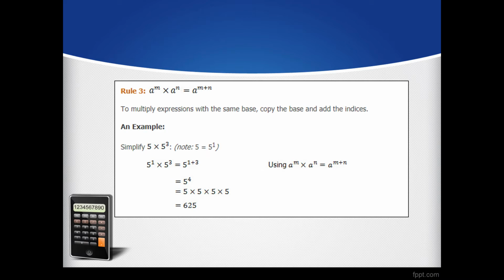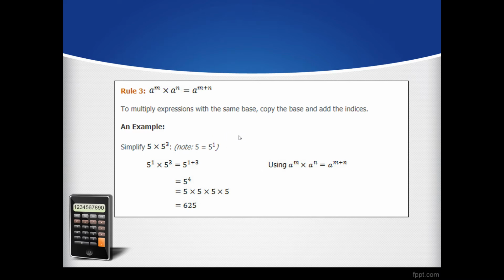or if you calculate that, it's equivalent to 625. Another example is 3 squared multiplied by 3 to the 4th. As long as the base is the same, you can multiply this one. You have the answer as 3 raised to 2 plus 4, that is 6. So that's equivalent to 3 multiplied by 3.